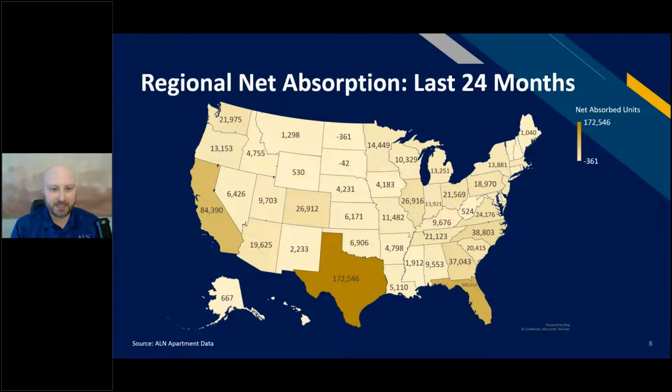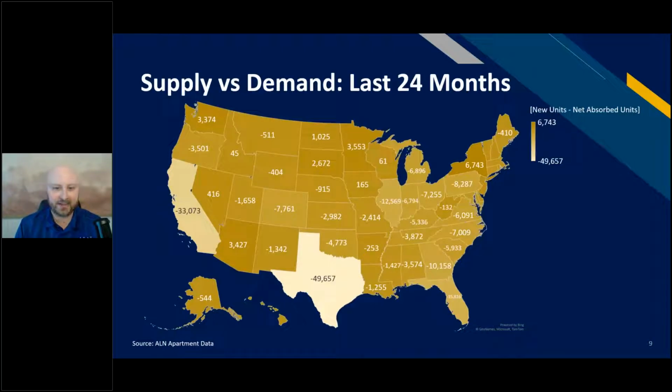And kind of merging these two to show kind of the net effect of the new supply and the demand, basically what I did here was I took the new units by state and I subtracted from that the net absorbed units. So for example, Texas there at about negative 50,000 units, that means that about 50,000 units more have been absorbed than added in the last 24 months. So a sort of a deficit of supply, if you will. You see California over there, even though the California Bay Area has struggled more than most markets, still more than 30,000 more units absorbed than added in the last 2 years.